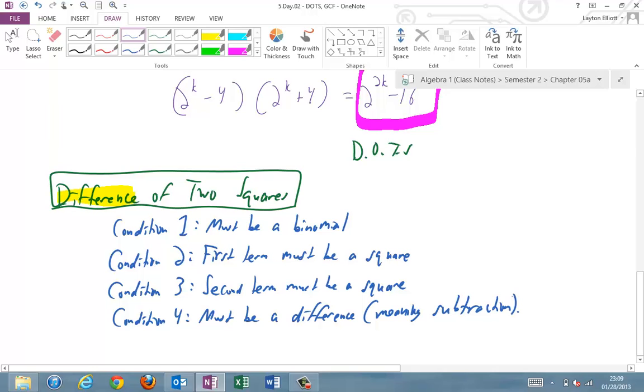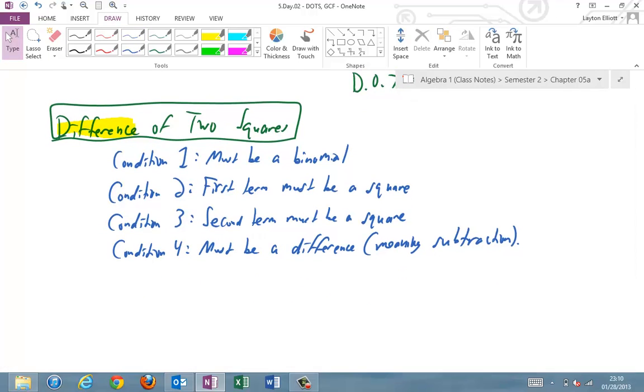Don't worry, that's about all the writing that we have to do in this thing. So, it must be a binomial. First term must be a square. Second term must be a square. And then lastly, it must be a difference. So on the right side here, I'm going to show you 4 examples of where this is not true. If I have x squared minus y squared minus z squared, that is not a binomial, that's a trinomial. First term must be a square.